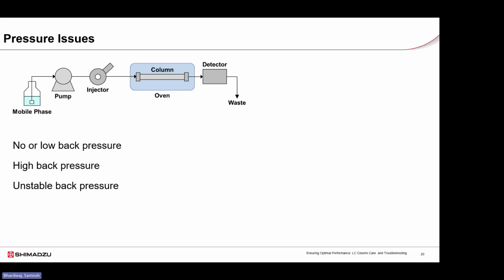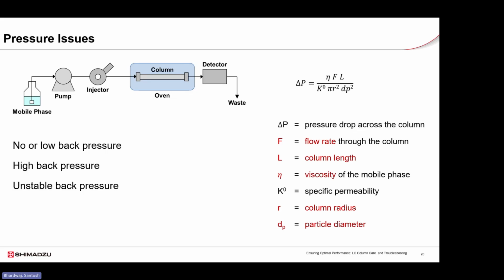Pressure changes can be described by an equation. It may look complex, but you only need to remember how the main factors are related. Start with flow rate. Pressure is directly proportional to the flow rate. Higher flow rate gives higher back pressure. Column length: longer columns produce higher back pressure. Viscosity is also directly proportional to the pressure. More viscous mobile phase requires more force to move through the column, resulting in higher back pressure.